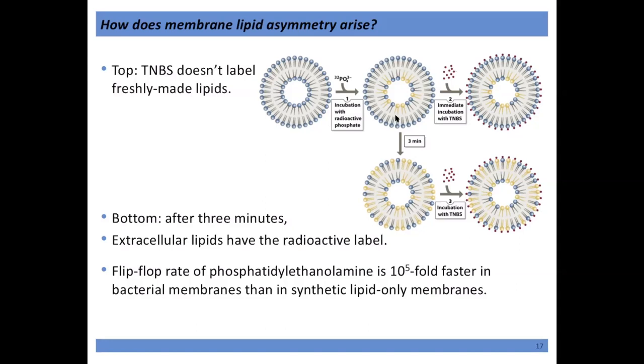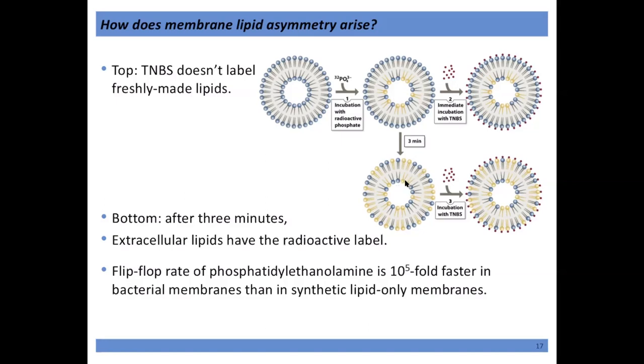If you do another experiment, again incubating for a short amount of time with the radioactive phosphate, and you wait just 3 minutes, and then label it with the TNBS, again you're just going to label those on the outside. If you separate, you'll find out that you have some radioactive labeled phospholipids. And so what that lets you know is that the synthesis of these phospholipids is occurring in the interior, and that there's some method for them to move out.